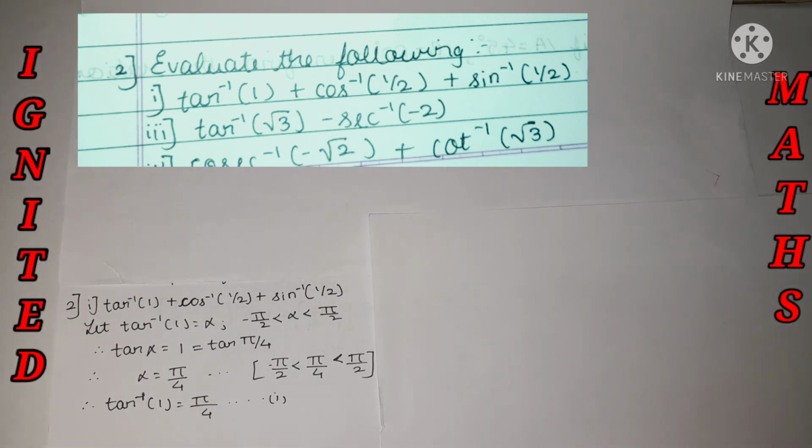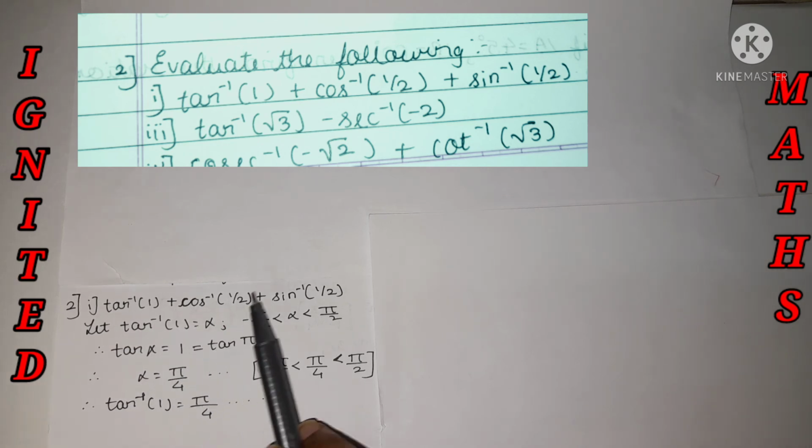It's nothing but the first sub question: tan inverse of 1 plus cos inverse of 1 by 2 plus sine inverse of 1 by 2. We need to specifically mention each inverse trigonometric function and sum them. Let's get started. So I took the first thing, tan inverse of 1.